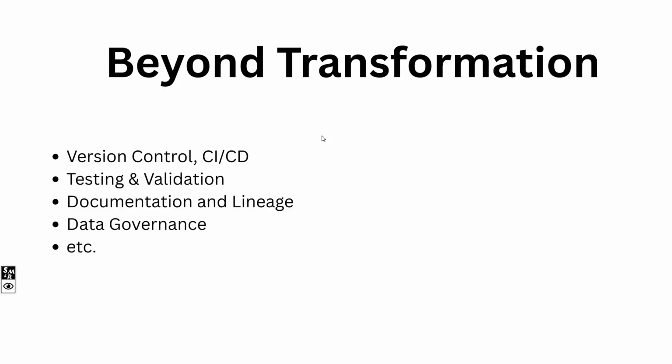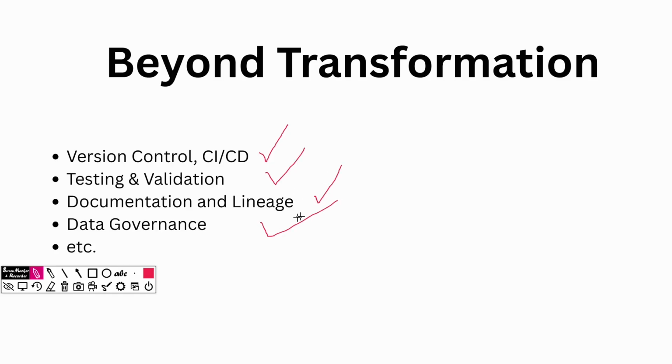Now, beyond just data transformation, DBT allows you to do a host of other things such as version control or continuous development, testing and validation, documentation and lineage, and data governance, and others. These are some of the major benefits of using DBT over regular SQL scripting, which is one of the major reasons why a lot of companies are trying to adopt DBT into their transformation and data workflows. This is what makes DBT shine, along with the fact that it allows you to write modular SQL scripts and a whole host of other things.